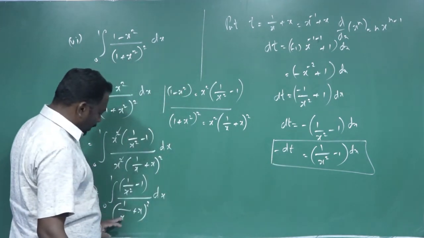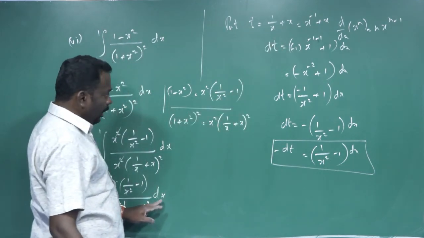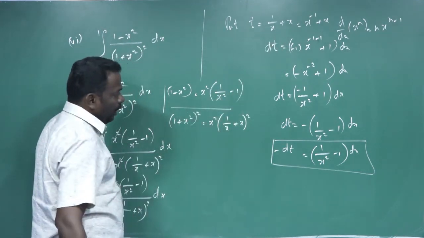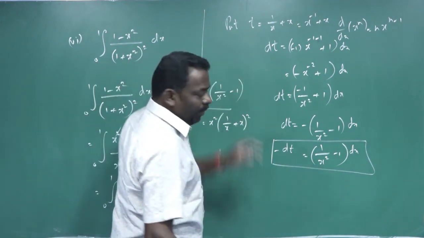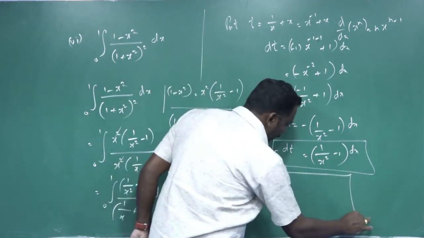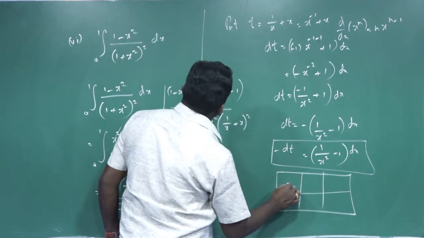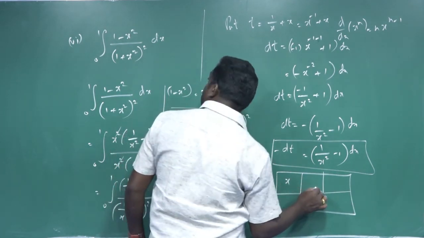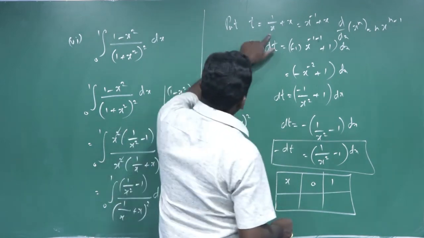Now 1/x + x we will consider as t, and t to the power, it is 2, into dx, already we have. Now the variable x we convert to t, so we must find the range of the function. What is the range? Here, the range of the x variable is 0 to 1, and put x equal to 0.